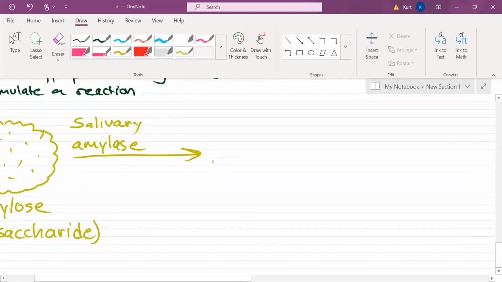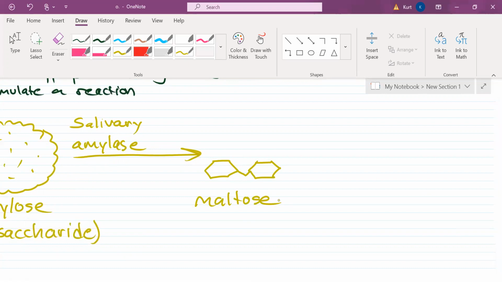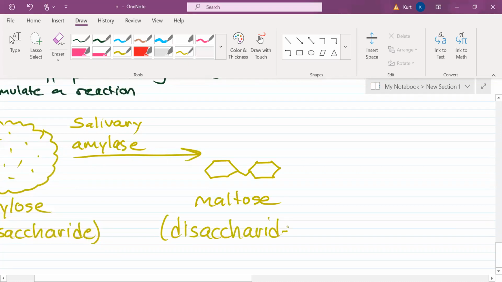And it is going to get broken down into maltose. Just by looking at maltose, or if you recall from Unit 1, what size of a sugar is this? Very good. It is a disaccharide. So here's a question. Is a disaccharide sugar small enough to diffuse through the walls of your intestines and go into your bloodstream? No. Can you go smaller than a disaccharide?